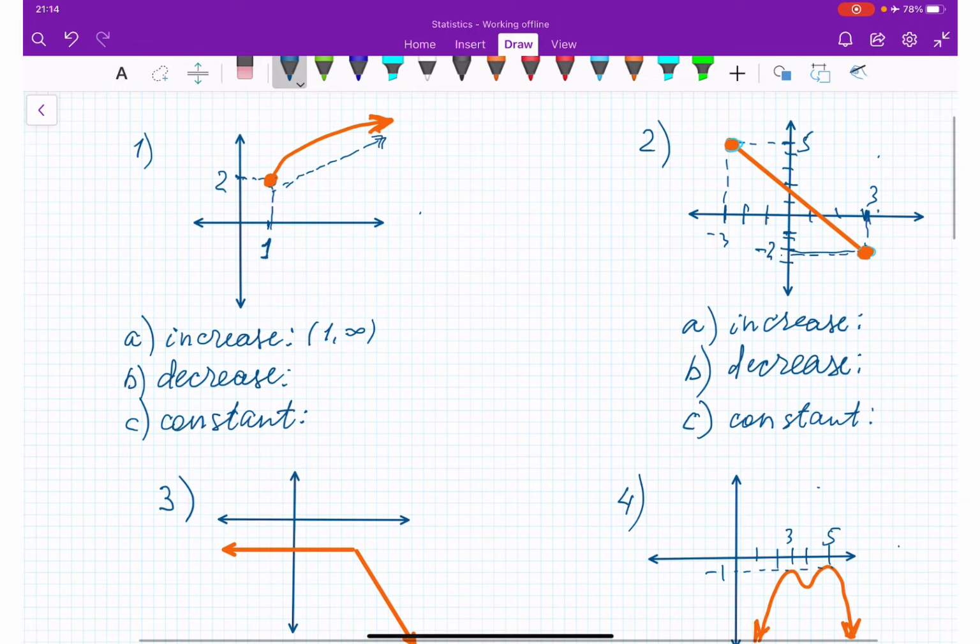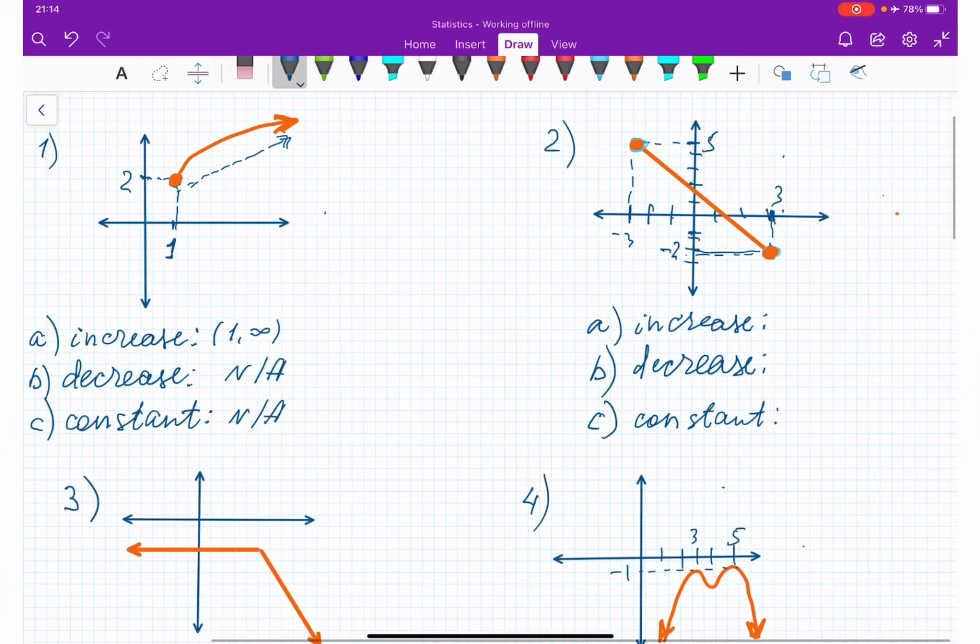Okay, next, decreasing. Does this graph have any decreasing area? No. So we write down not applicable. There is no decreasing. Constant, not applicable. There is no constant here. Yes? Okay. Moving to question number 2.